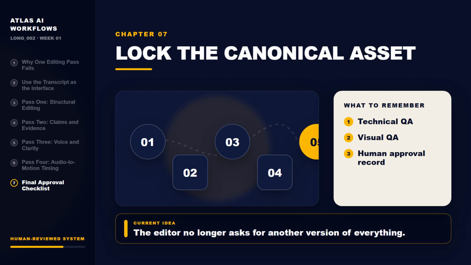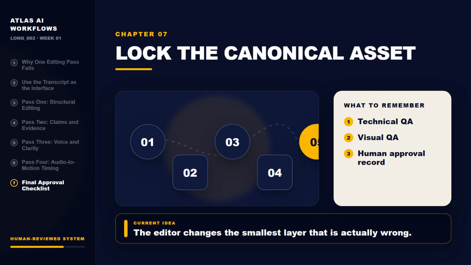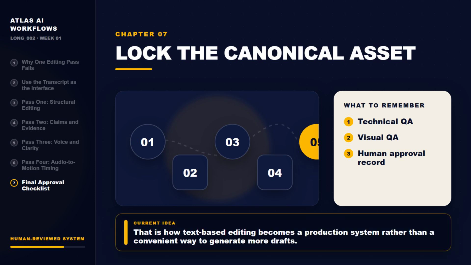The editor no longer asks for another version of everything. The editor changes the smallest layer that is actually wrong. That is how text-based editing becomes a production system rather than a convenient way to generate more drafts.